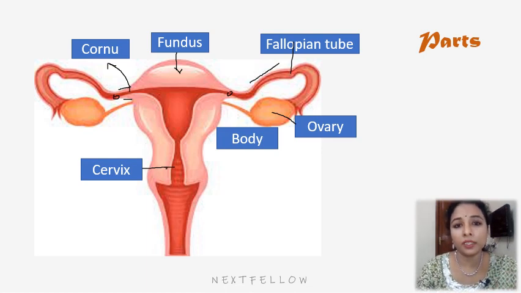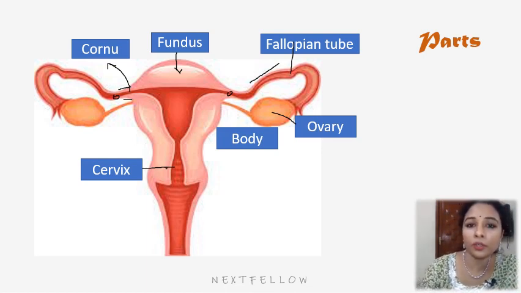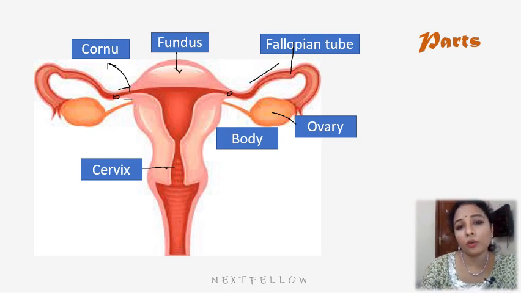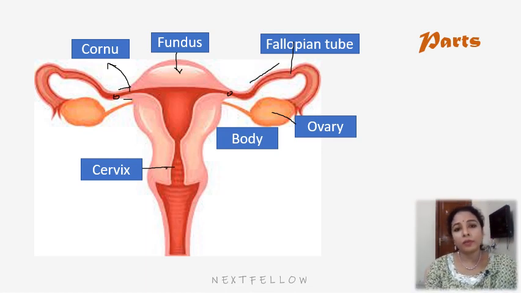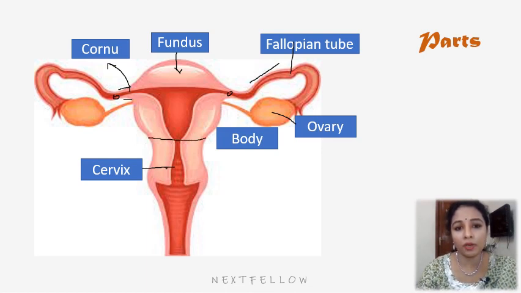So the cornu, we said, is located near the entry of the uterine tubes. Body is located between the cornu and the cervix, and the isthmus is the part of the body and is the dividing line between the body of the uterus and the cervix. So this constricted part where it separates the body from the cervix is the isthmus.